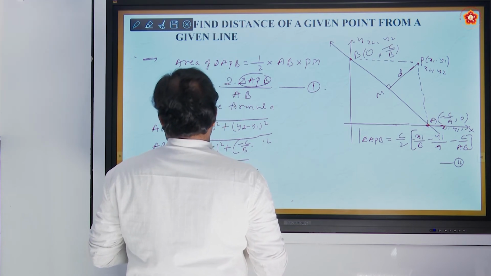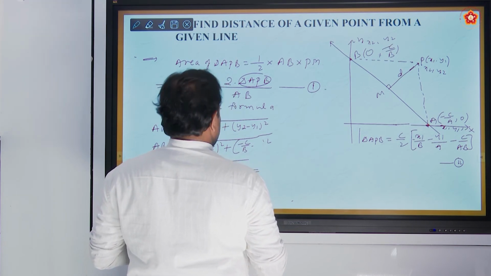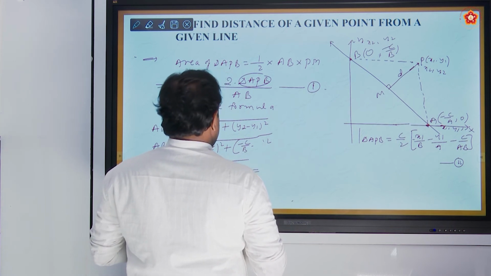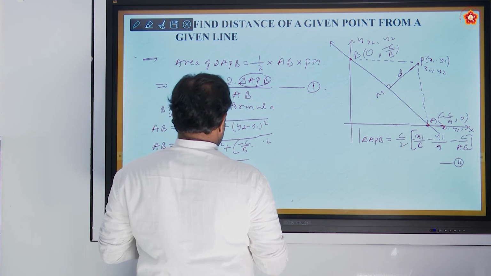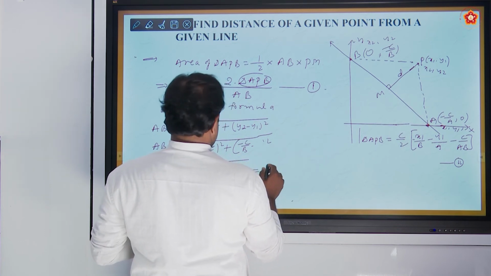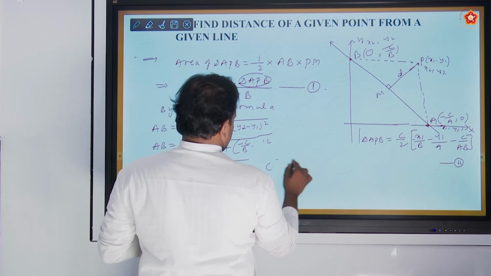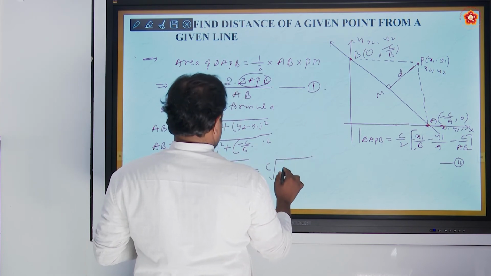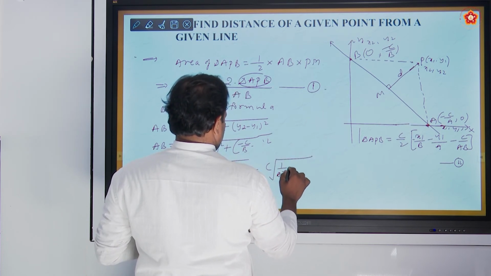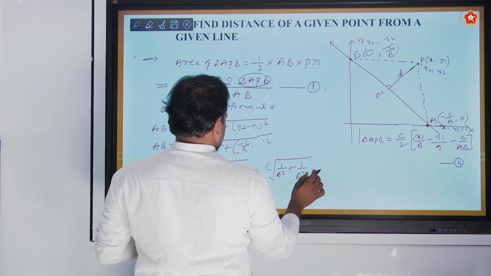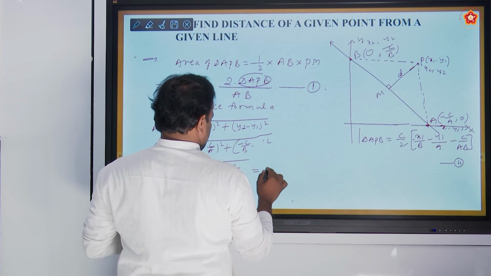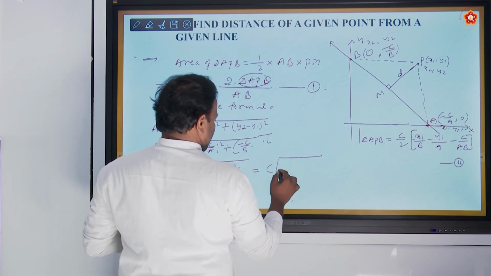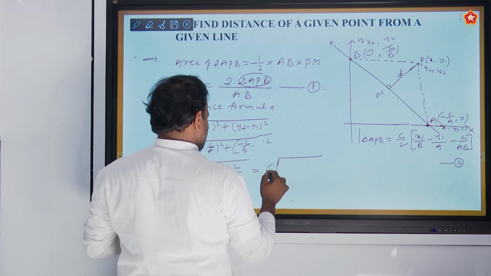Otherwise you keep it as it is, no problem. AB equal to C square. Later you have to simplify this one, no problem. Otherwise you can write C common in the numerator and take it outside. That becomes AB is equal to C root of, C outside, 1 by A square plus 1 by B square. Correct? C common, C is outside. Root in the root, C square is common, outside is C.